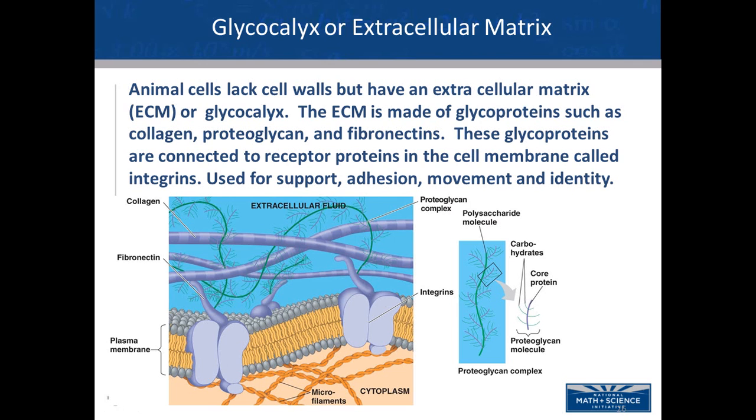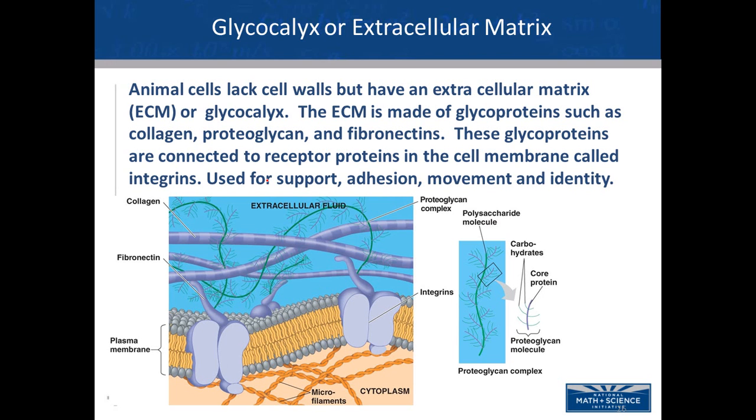Now, in animal cells, you do not have a cell wall. But what they do have is an extracellular matrix, or it's called a glycocalyx. The extracellular matrix is made out of glycoproteins like collagen, proteoglycan, and fibronectins. These glycoproteins are connected to a receptor protein in the cell membrane called integrins. Basically, the extracellular matrix is used for support, adhesion, movement, and identity.